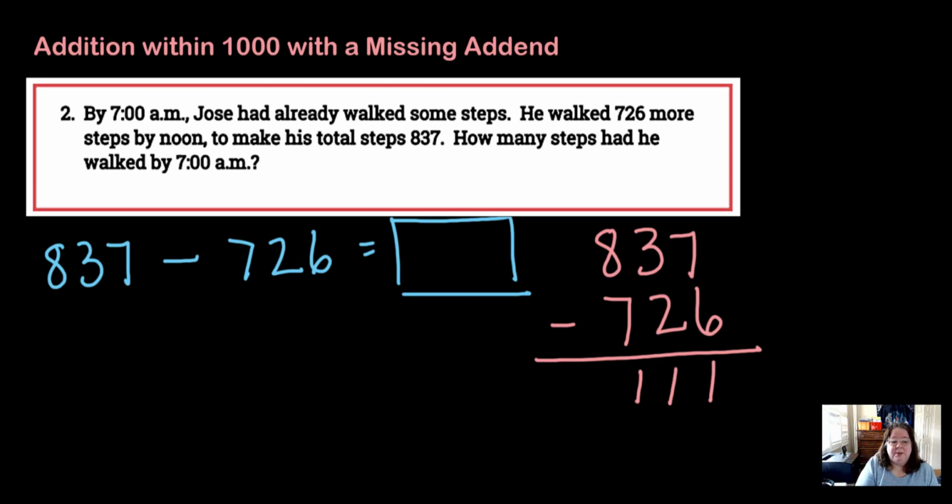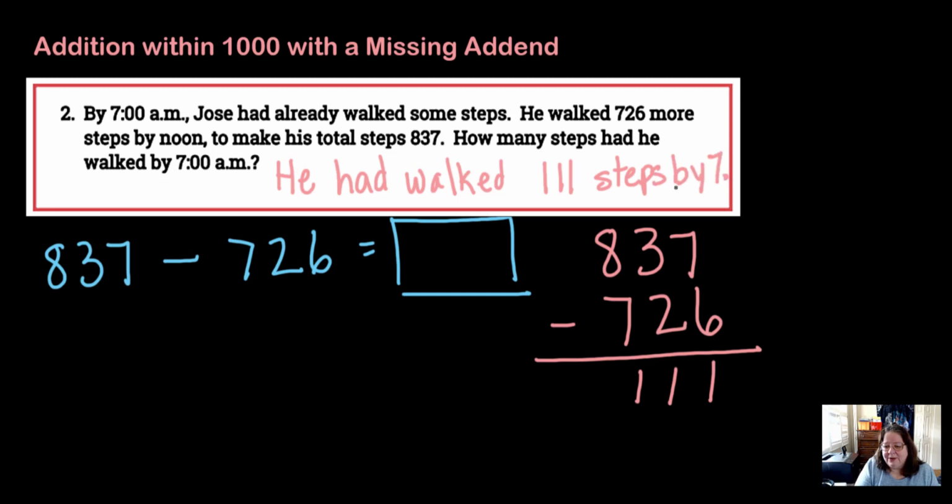So how many steps had he walked by 7 a.m.? He had walked 111 steps. And I'm squeezing my letters together. Normally I'd leave a little more space, but I wanted to get it in that box. So he had walked 111 steps.